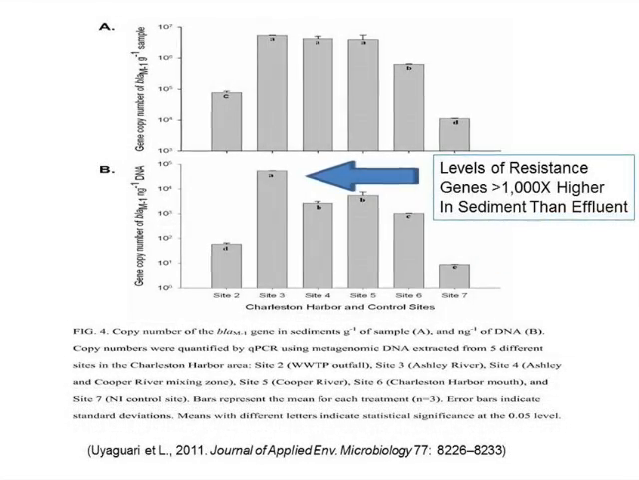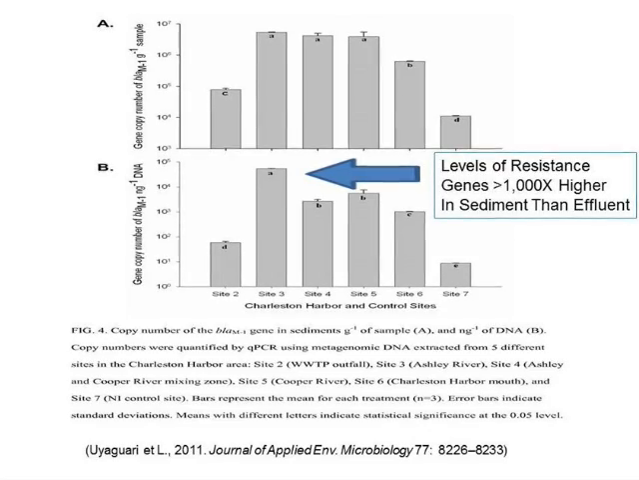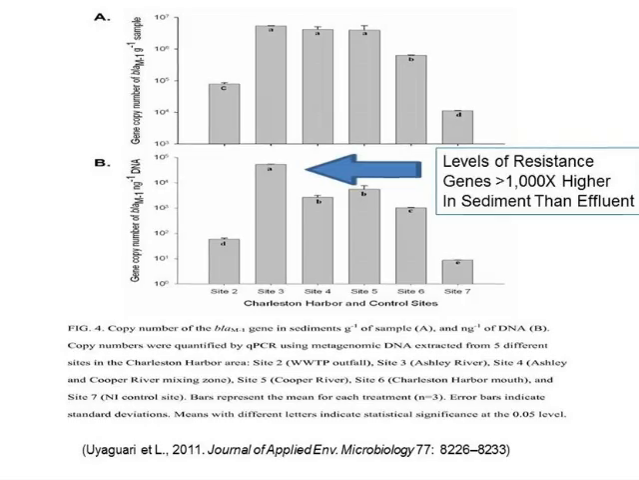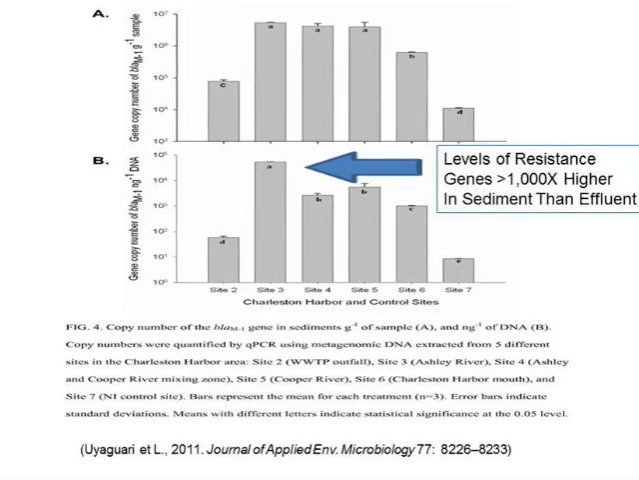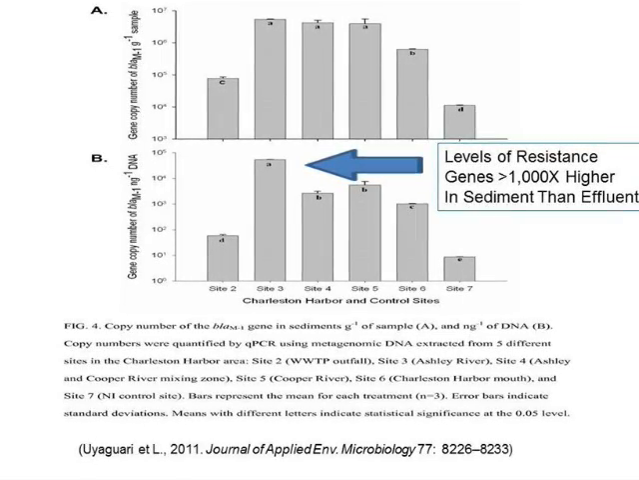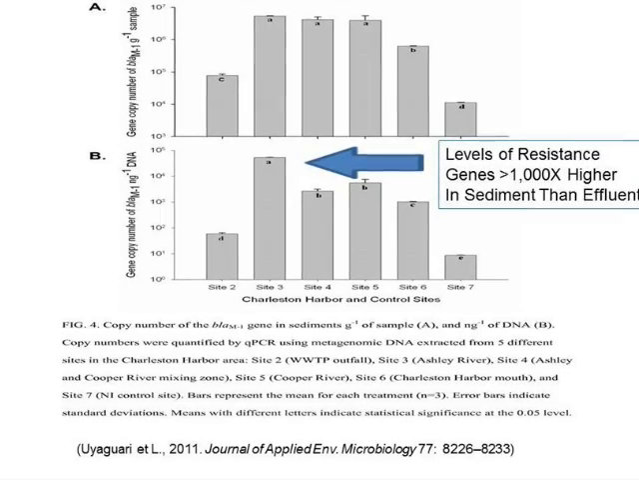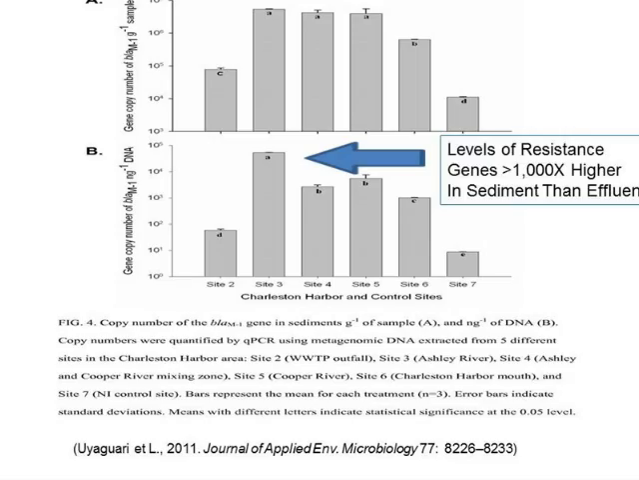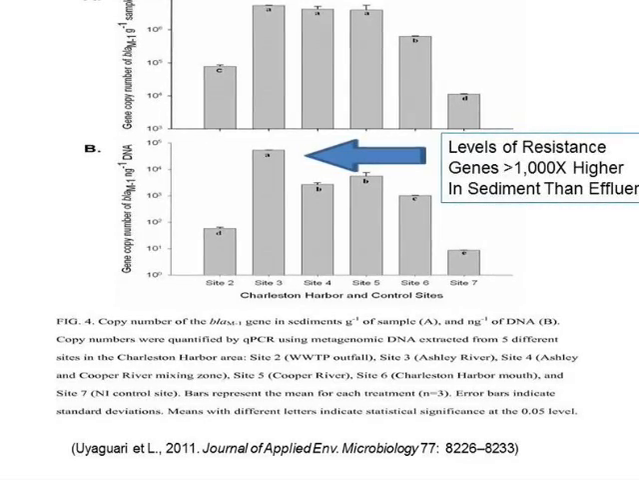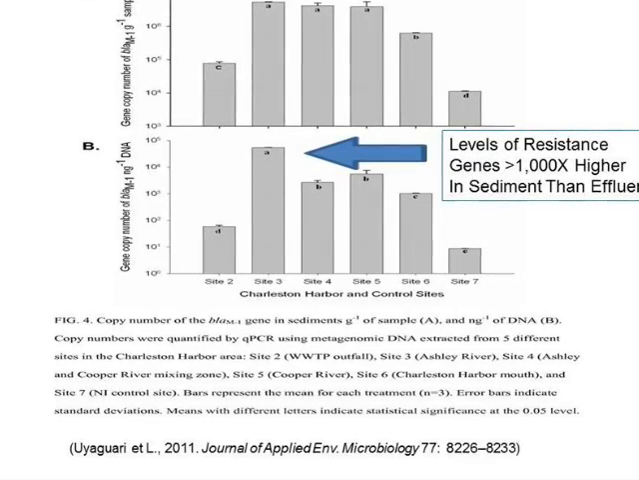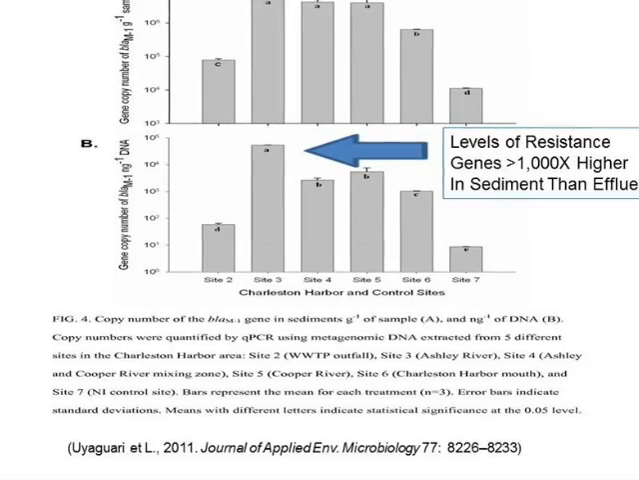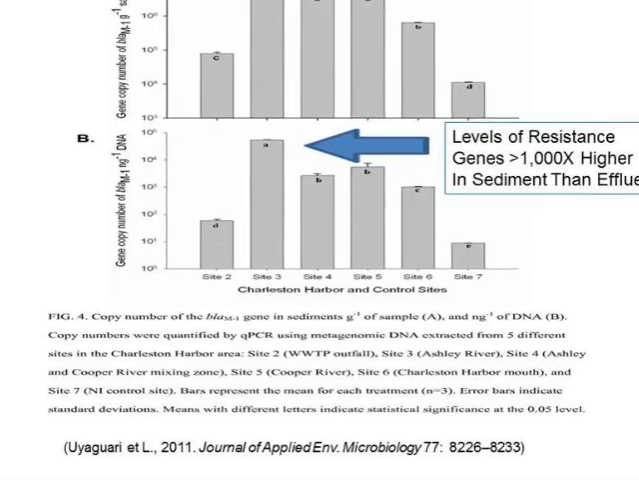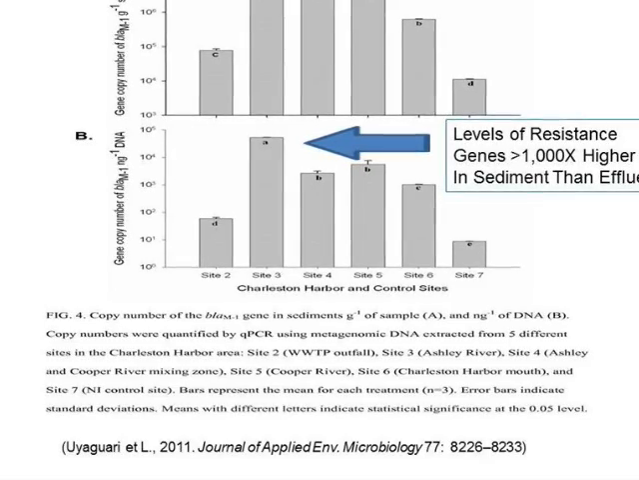Why is that of significance? If we again take a look at our Station 2, which is the sewage treatment plant, this is a logarithmic scale. You'll note that the levels of the BLAST M1 gene are much lower where I have the cursor than they are in the sediments around this site throughout Charleston Harbor. You'll notice that the levels are anywhere from 100 to 1,000 times higher in the sediments surrounding Charleston Harbor, indicating that these genes build up and accumulate in the sediments.